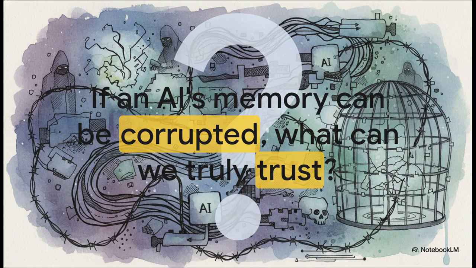And all of this leaves us with a truly challenging question. From iterative extraction and prompt injection to model cloning and data poisoning, all these advanced attacks target the very fabric of how AI learns and operates. So, if an AI's memory can be so thoroughly manipulated, corrupted, and exploited, what can we truly trust? That, right there, is the fundamental challenge for the future of AI security.